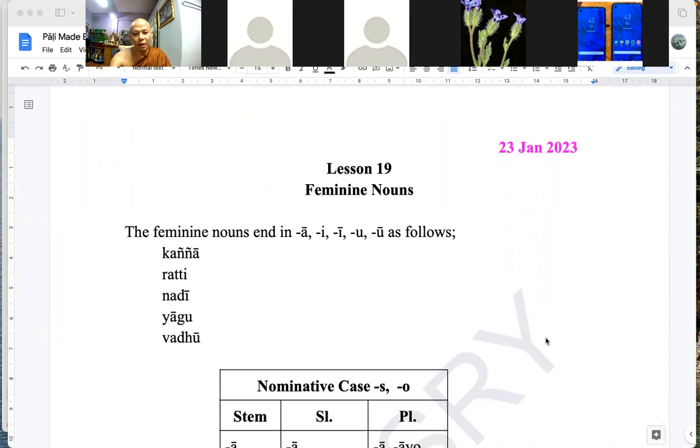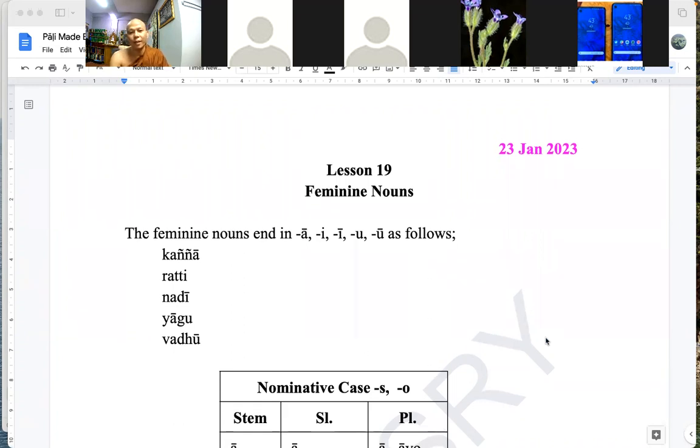So last week we finished lesson 18 with the exercise. Now lesson 19 is about the feminine nouns. So feminine nouns in Pali, vowel-ending nouns in feminine gender. Feminine nouns can end in these 5 vowels.